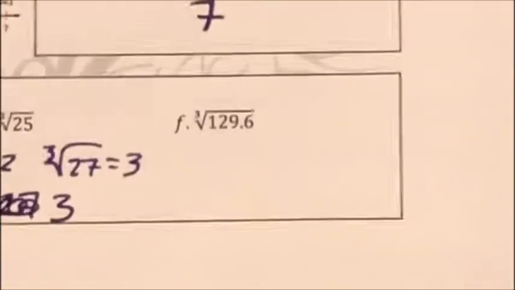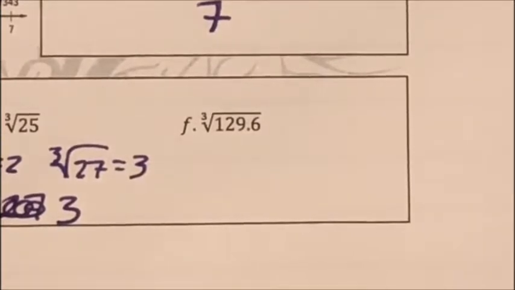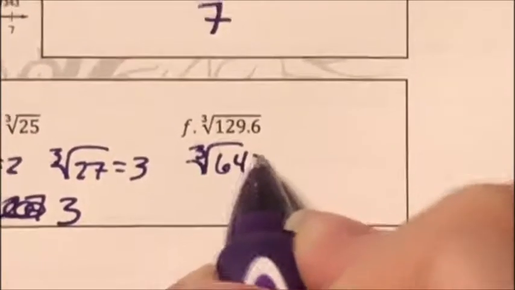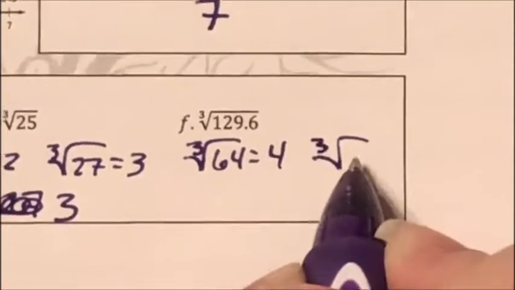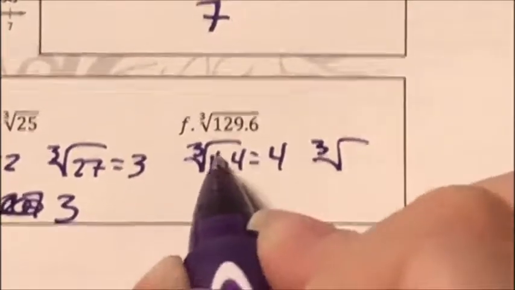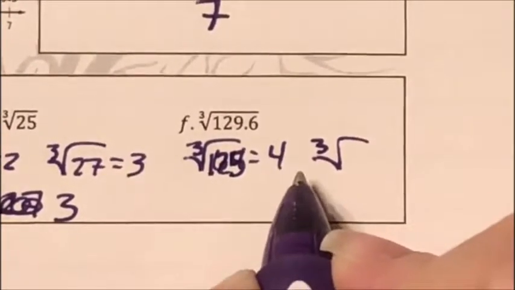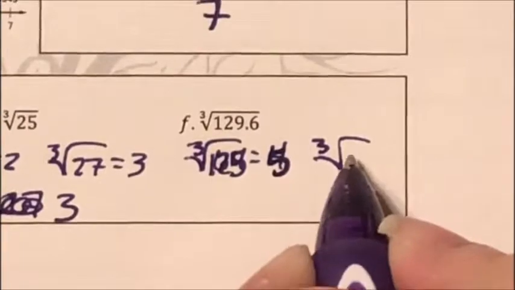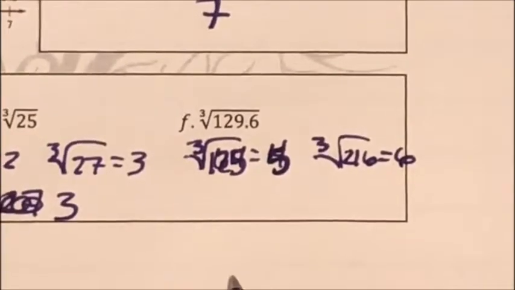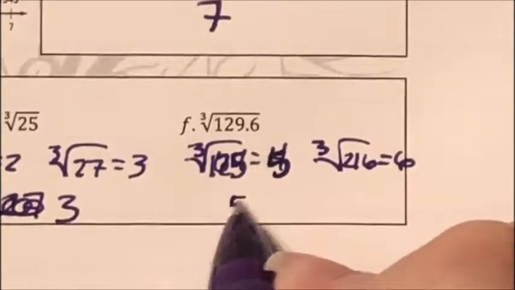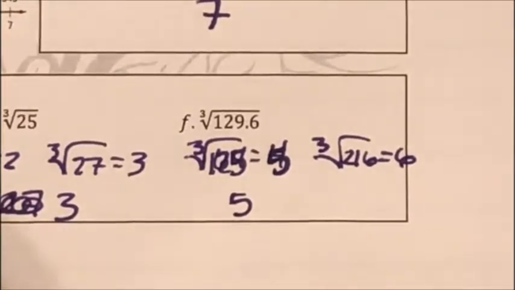Okay. Then I have the cube root of 129.6. So I have the cube root of 64, which is 4, or the cube root of 125, which is 5, and then the cube root of 216, which is 6. Okay, 125 is closer to 129.6, so I'm going to get 5. All right.